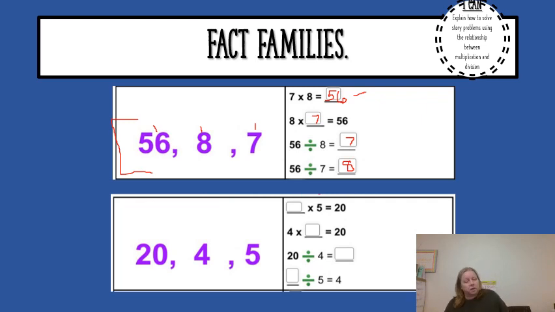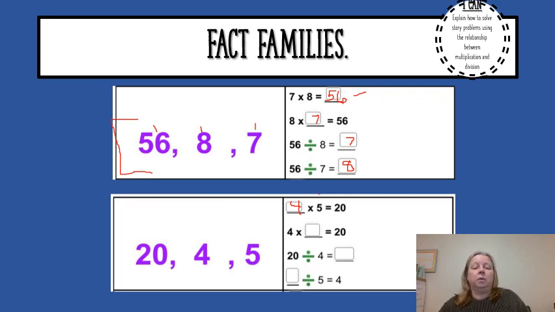Okay, let's try the bottom one. We have a 20, a 4, and a 5. Look at the first line. What is missing? A 4 is missing. I see the 5. I see the 20, but I do not see 4.